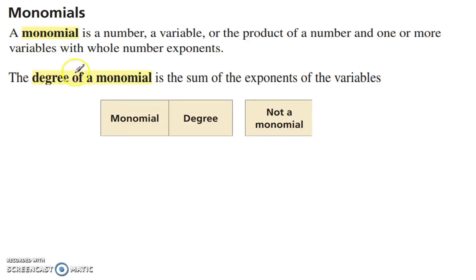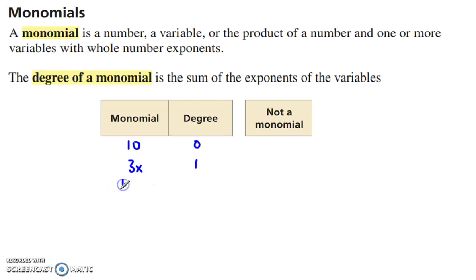So if we have a monomial, just a number, like 10, there are no variables, so the degree of that is 0. If you have the monomial 3x, think about what's the exponent here for 3x. If there's no exponent there, is that a 0 or a 1? Okay, it's a 1, so the degree is 1.